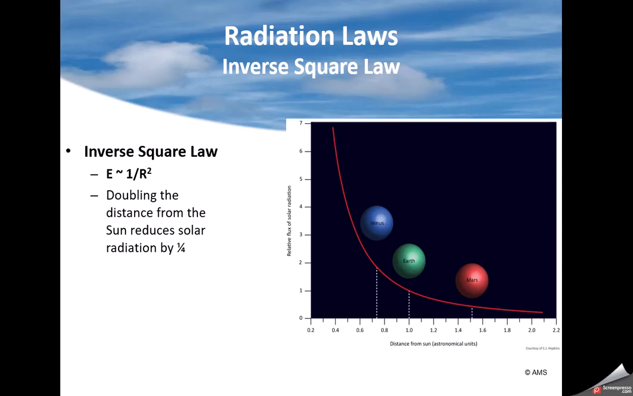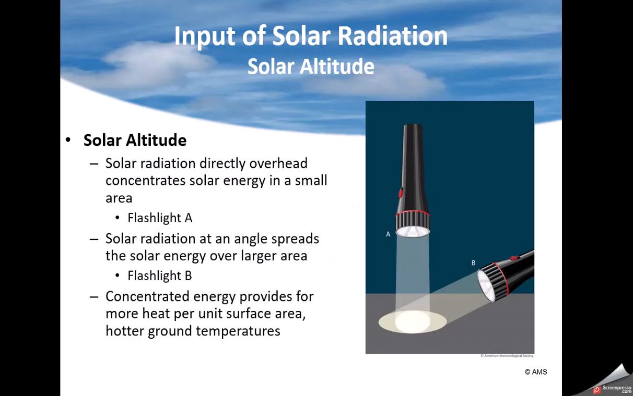So if you went out 5 times the distance of Earth from the sun, only 1/25 of the sun's energy would make it to you. All right, so now we've talked a little bit about the sun and how it is our energy source. You would think, oh, that makes it simple, right? Energy is the same everywhere on the Earth. No. The Earth is tilted.